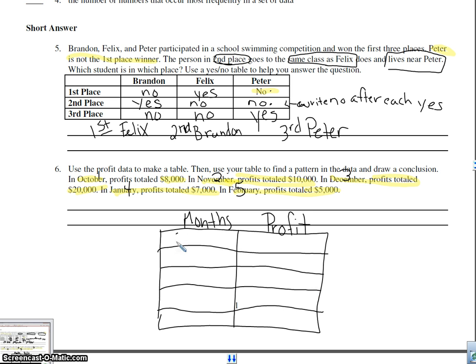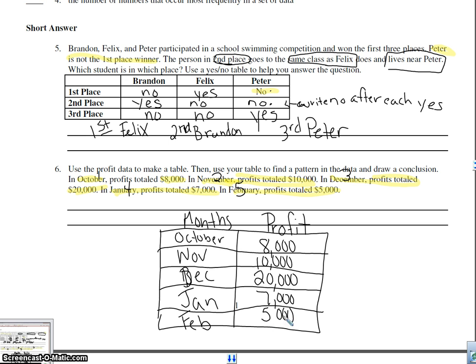So then my months are going to be October, November, December, January, and February. And then we have 8,000, 10,000, 20,000, 7,000, and then 5,000. Okay. Now we need to find a pattern.